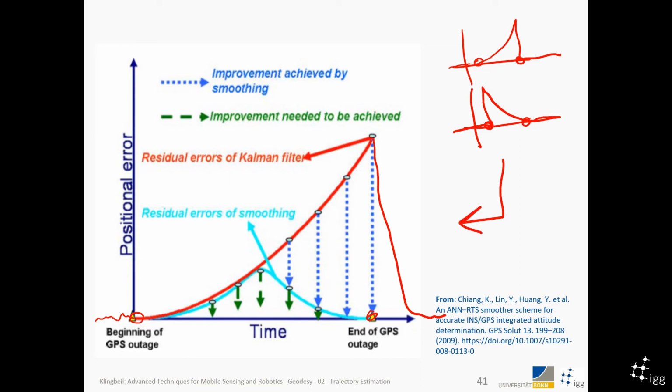So the actual error becomes smaller. Of course, we still have the biggest error in the middle between those two outages, but the maximum error is much, much smaller than if we would go to the end. So this is what smoothing can do for us. It improves the final positional error, because we start from the back, and then all the errors here are reduced. This is a very nice example of how smoothing helps in the sense of GPS IMU integration.